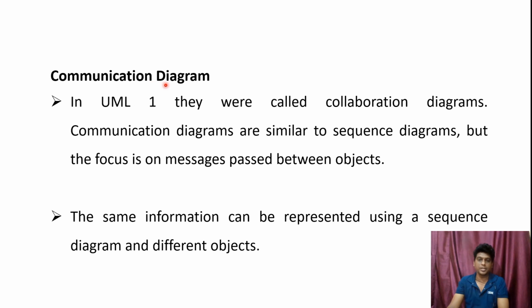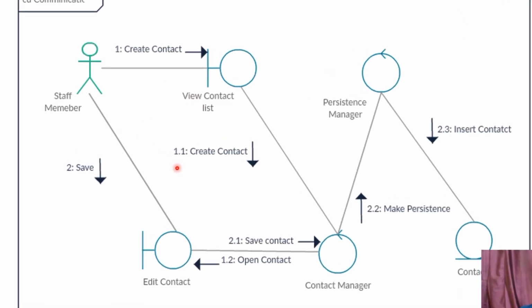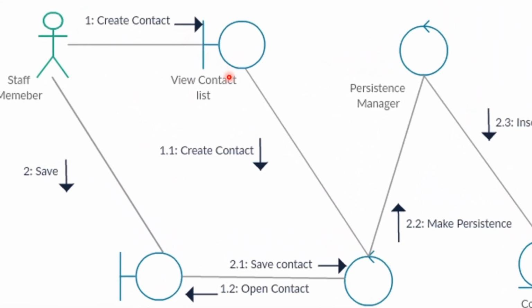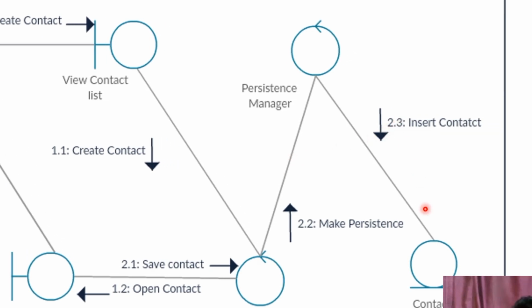Communication diagram. The other name is collaboration diagram. Here it is used to show the sequence of messages exchanged between the objects, and it focuses primarily on objects and the relationships between them. This is an example of how we represent the collaboration diagram: creating the contact, then viewing the list, then saving the contact and making it persistent, then inserting the contact.